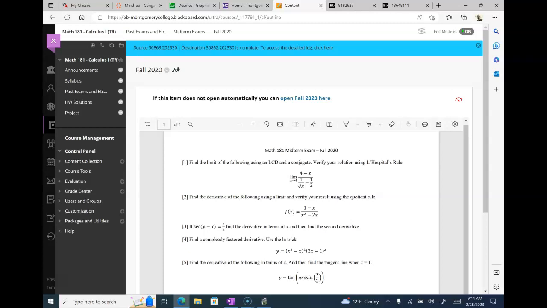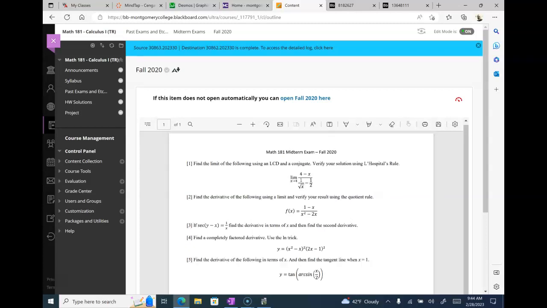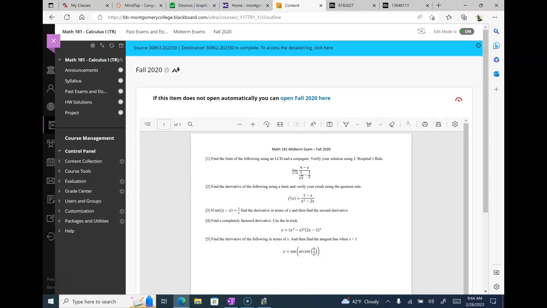It says in number 4, use the LN trick. The LN trick is the piece I'm going to teach you, but I'm not asking you to do it. You could do that with the product rule. Do you agree? Number 4? Yeah. Your test will look a little short. It will look short, but I plan on having 10 problems on it.